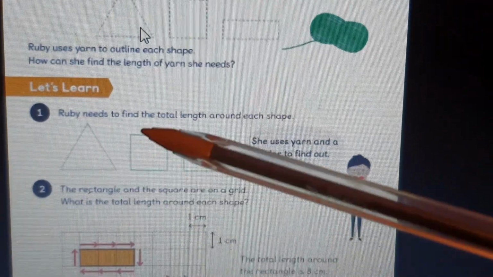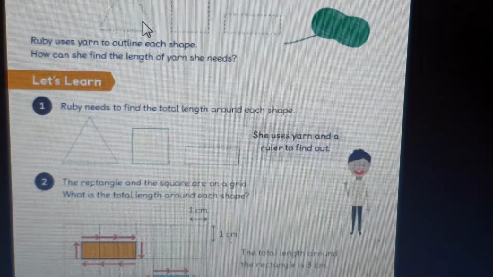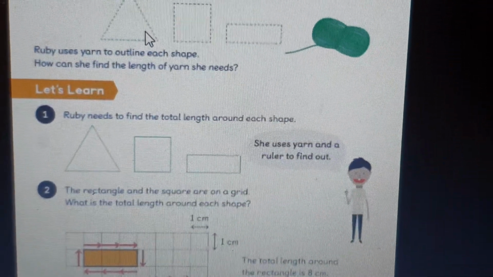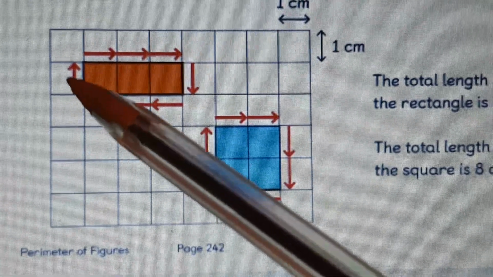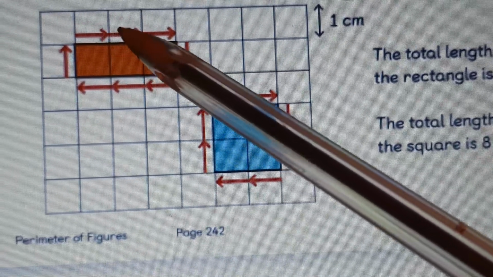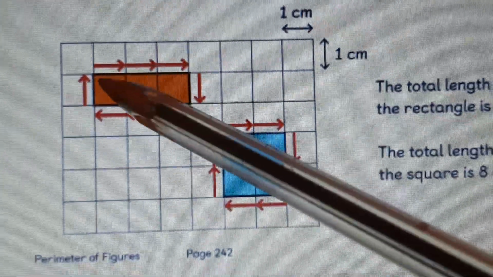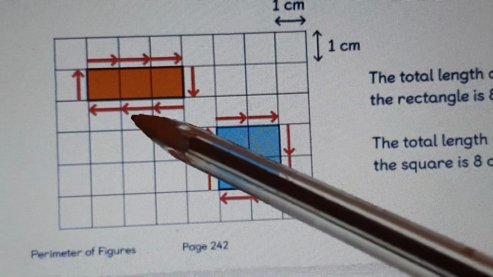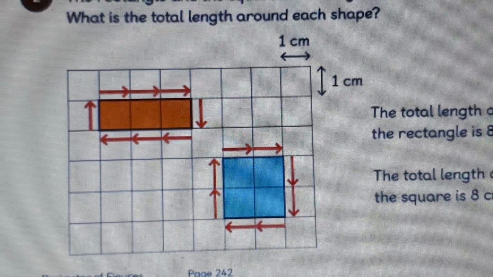And it says number 2, the rectangle and the square are on a grid. So what is the total length around each shape? Because that's what perimeter is. It is around. So there is the rectangle. We can also call it an oblong. And you can see it's 1, 2, 3. Each square represents 1 centimetre. So that'd be 3. And then to go to there, be 4, 5, 6, 7, 8. So the total length around the rectangle is 8 centimetres.